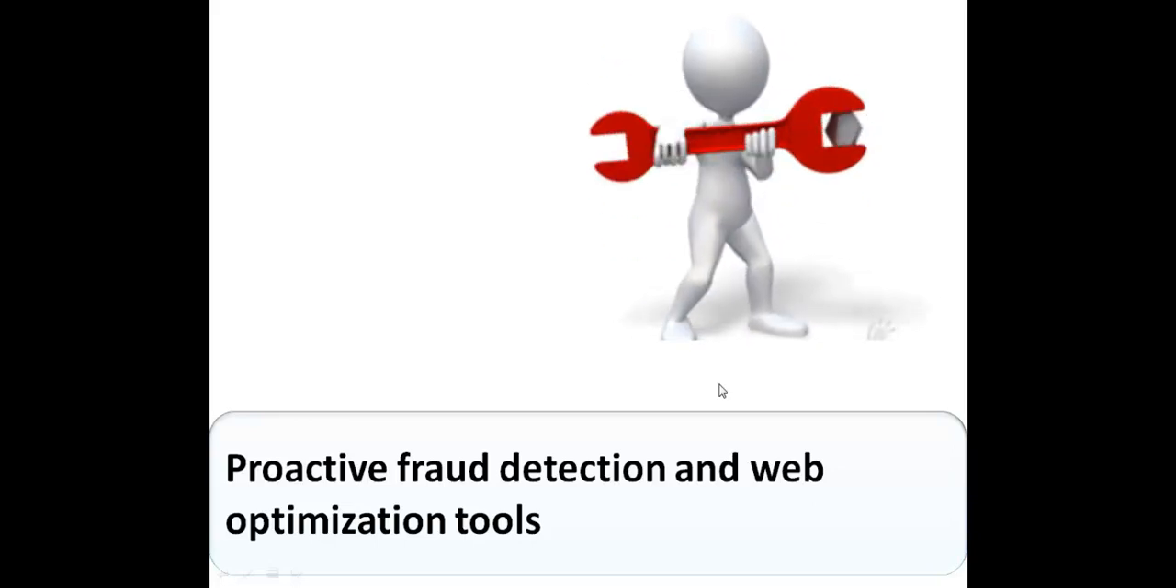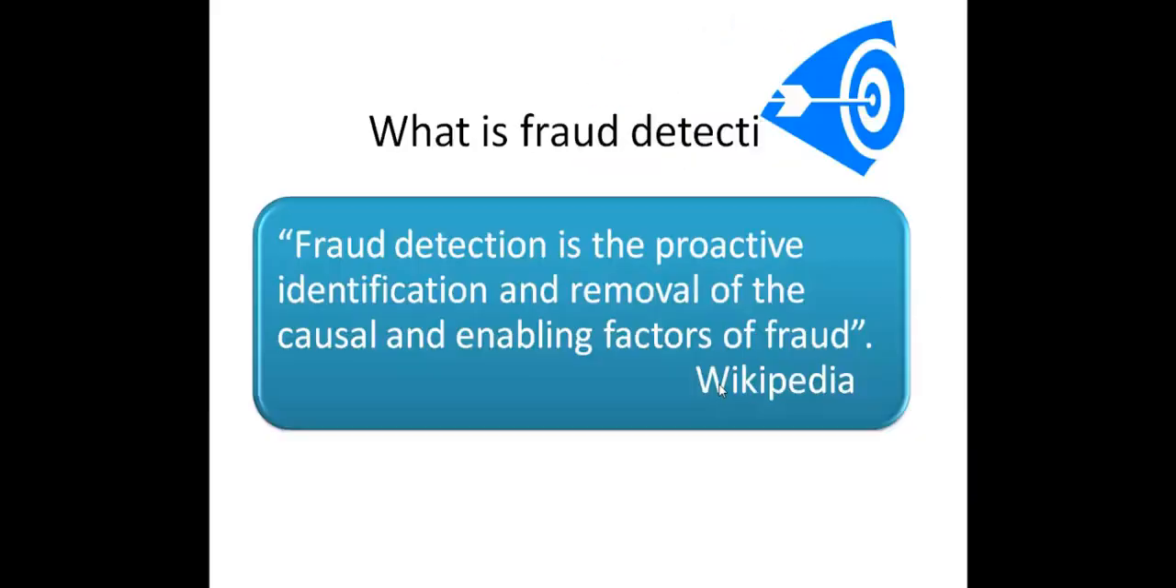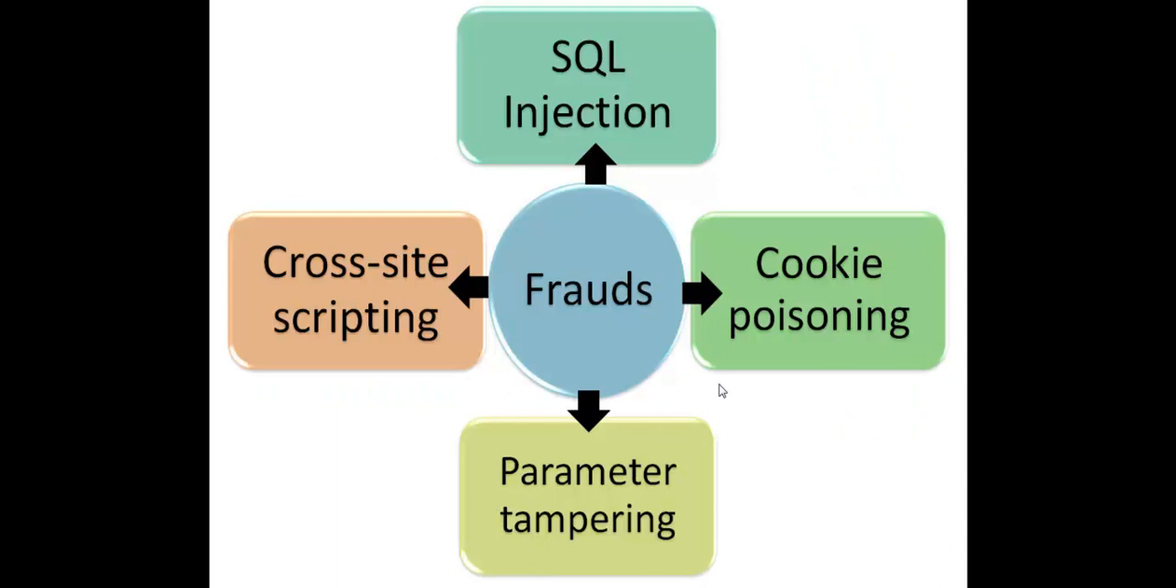Proactive fraud detection and web optimization tools. According to Wikipedia, fraud detection is the proactive identification and removal of the causal and enabling factors of fraud. So, when making software applications, software developers face various fraud like SQL injection, cookie poisoning, parameter tampering, cross-site scripting.